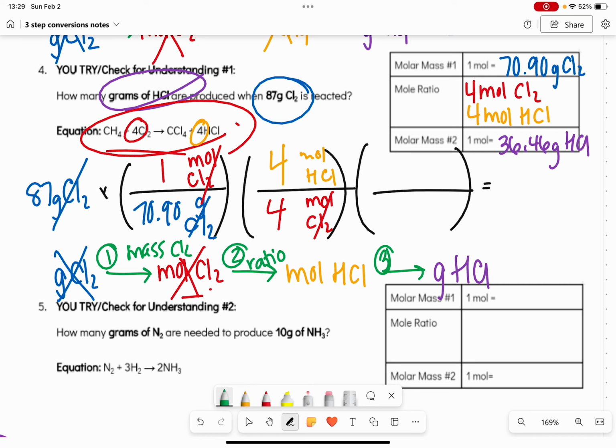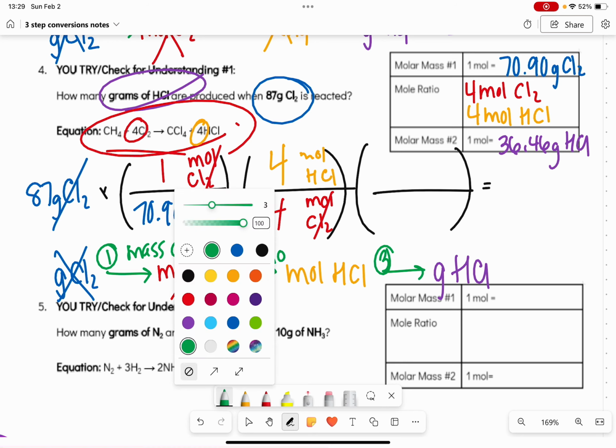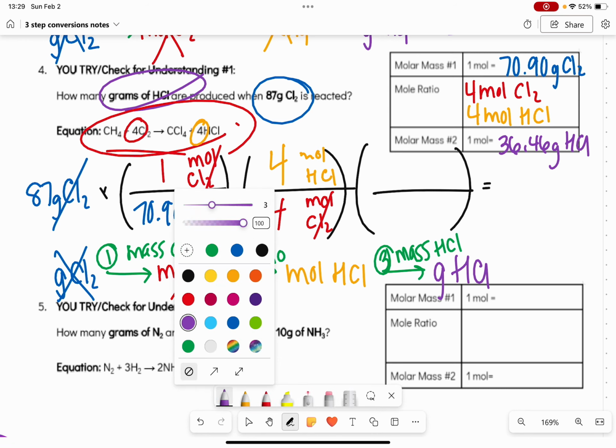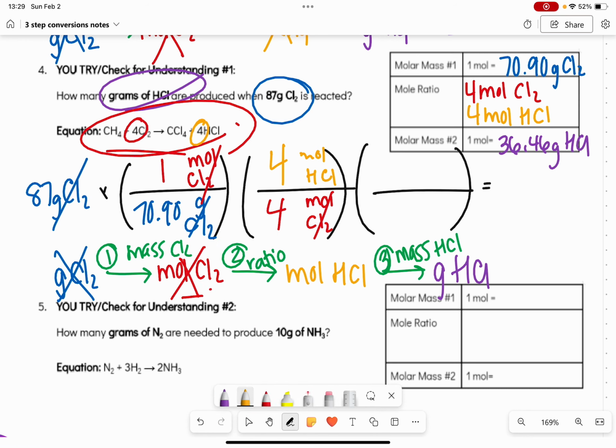And then our third and final step, once we get to moles of HCl, is to change it to grams of HCl by using another molar mass conversion, but this time using the mass of HCl. So because we are starting with moles of HCl, that is going to go on the bottom, so it cancels out. And then I want to find grams of HCl, so that's going to go at the top in my parentheses.